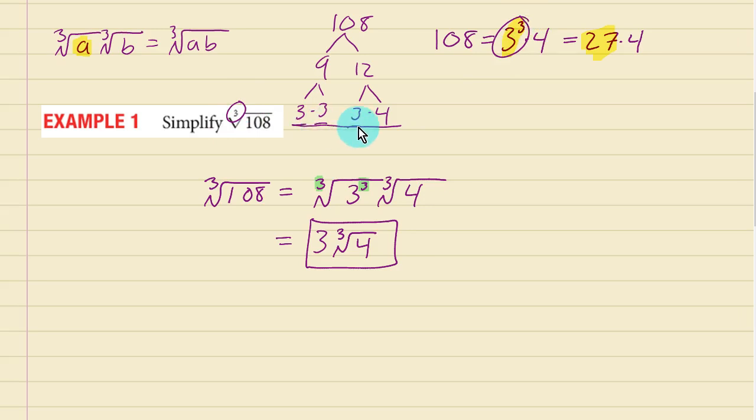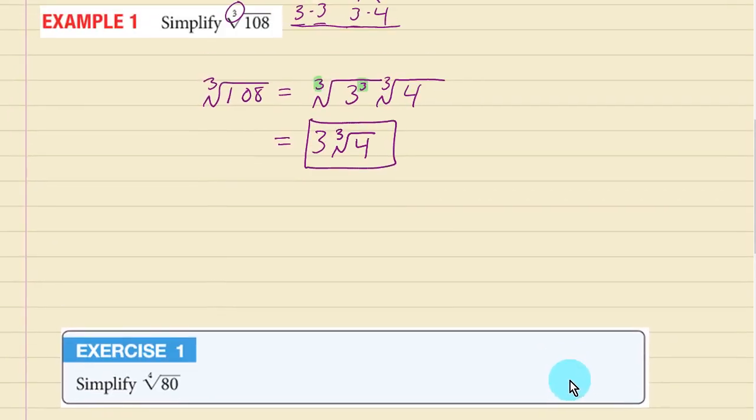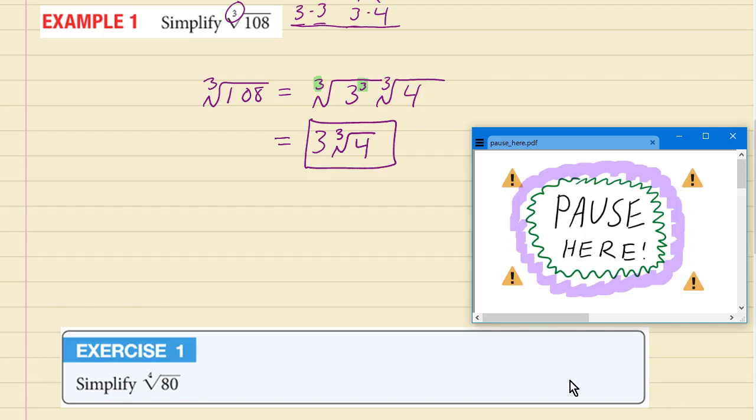Maybe you don't want to do it with a factor tree, maybe you have your own ways, but there's other ways to try. Here's another exercise. It's pretty similar to that last example, except this time you're trying to find a perfect fourth power factor of 80. So let's give it a shot on your own. If you get the wrong answer, that's okay. Just cross it out and then write the right answer next to it. And let's try that now.